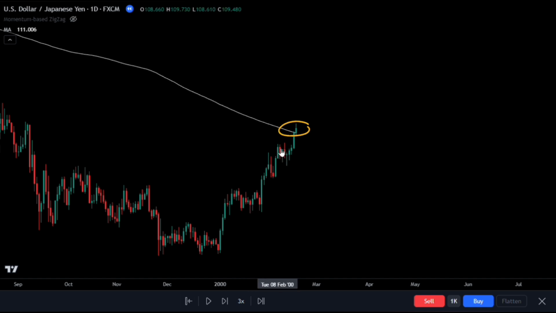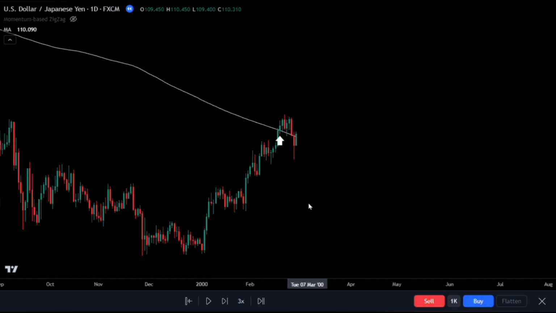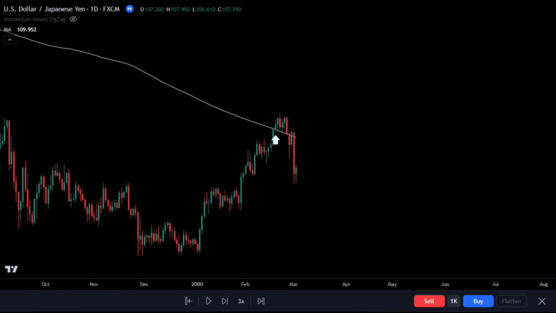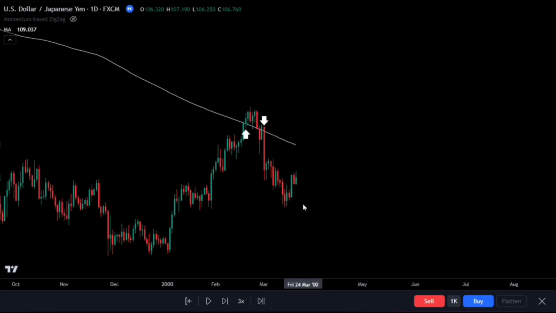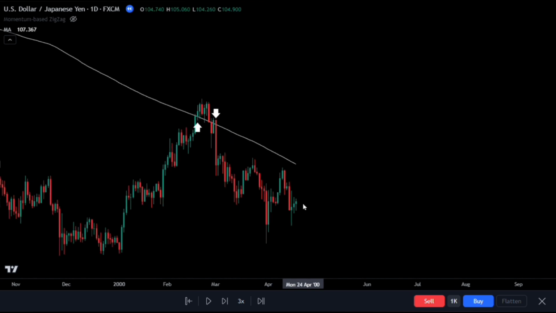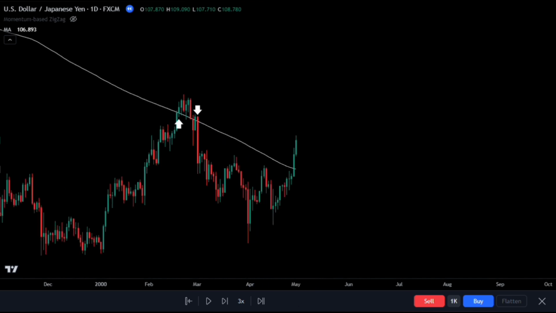A newbie, after learning price action, closing above the moving average, would go long and enter a trade at this candlestick. And what happens? Price moves the opposite way and closes below the moving average. And if he decides to open a sell position, price does what it does and closes in the opposite direction.